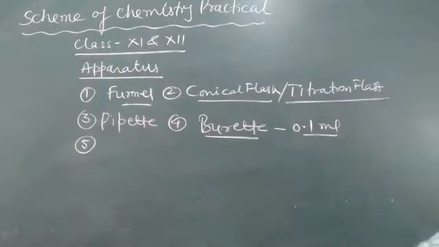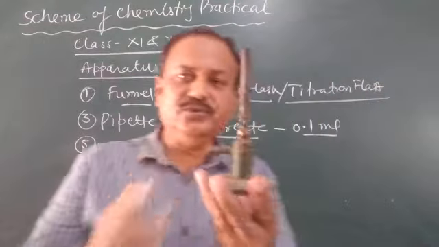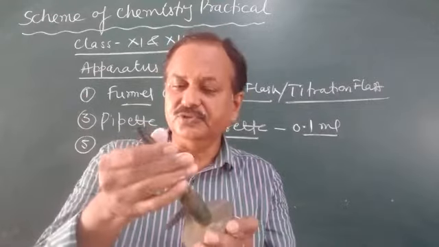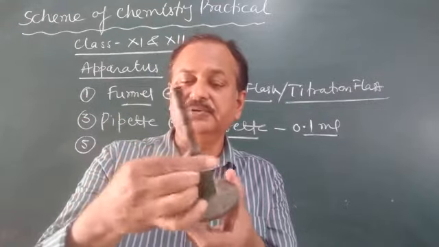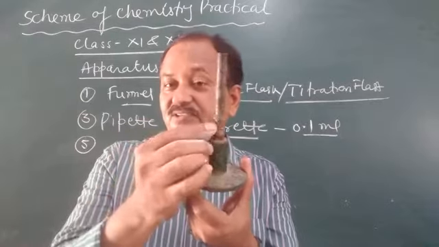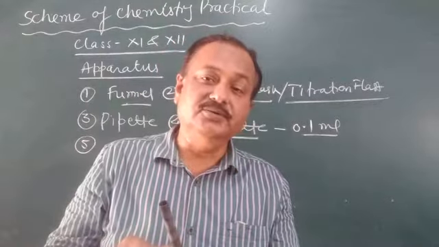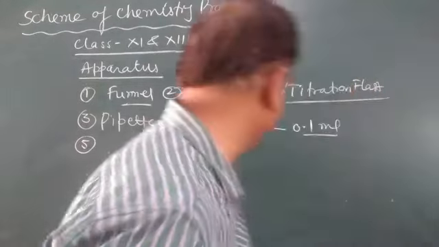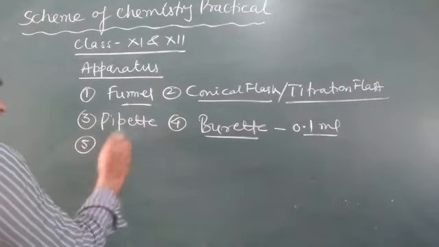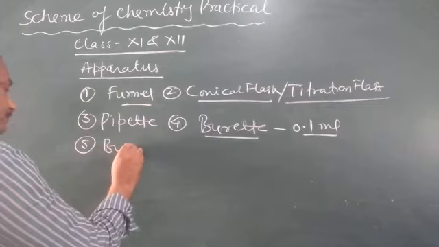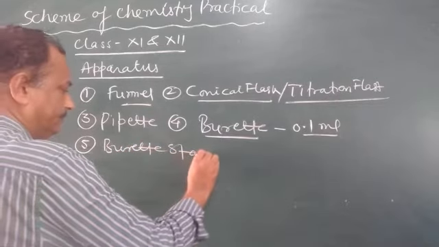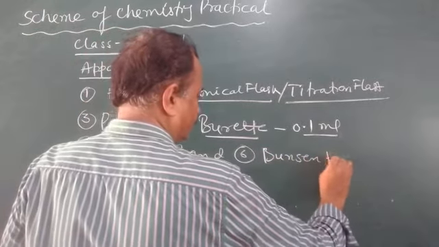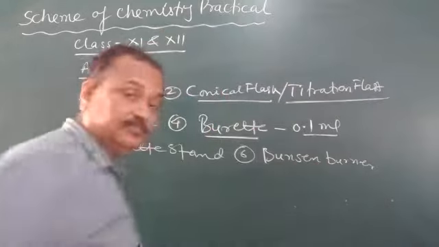Now, the other point is that it requires a burner also. Here the burner is there. It has holes for the circulation of air. We can regulate the amount of air going through it. So this is the Bunsen burner, named after the scientist Bunsen. That was the burette stand, then the Bunsen burner.